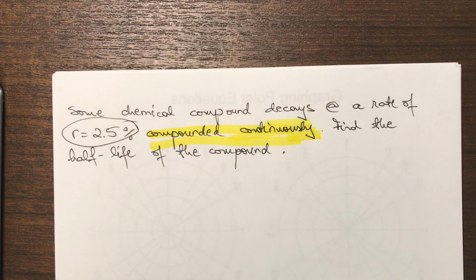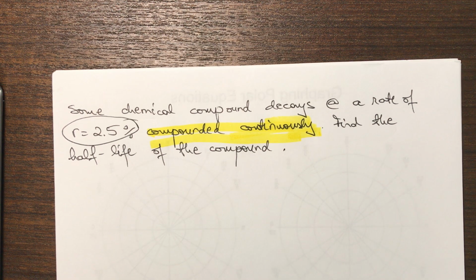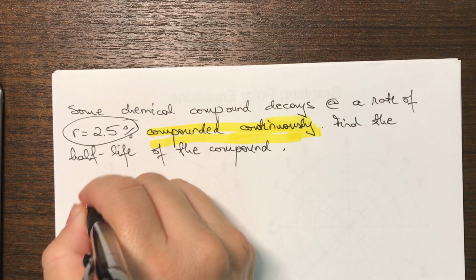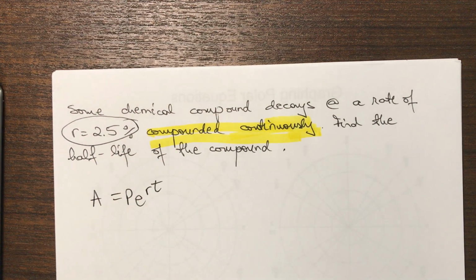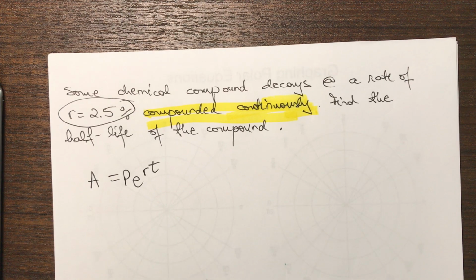Continuously. Find the half-life of the compound. So let's see what that means. First of all, continuously means we're going to use the Pert formula. I'm going to write that down right away, make it clear. Okay. What does it say?